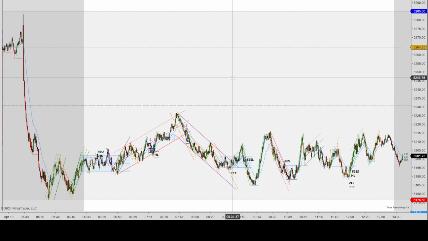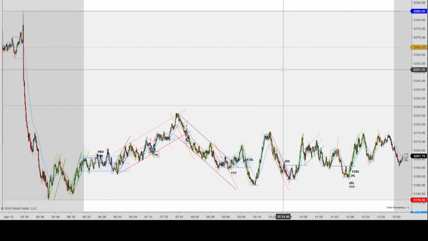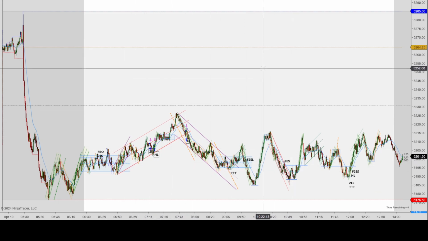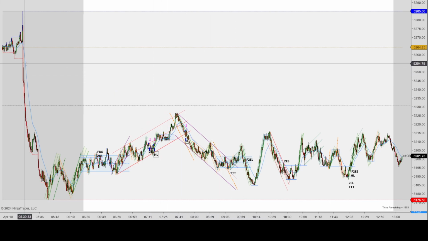April 10, 2024. This is the S&P 500 E-Futures Mini on the 2000 tick chart using NinjaTrader 8. Economic data came out two times. One was right here at 5:30 Pacific Standard, the core CPI numbers, and when it came out, the market reacted quite negatively and sold off. The second one was around 11 a.m. Pacific Standard, which is about right here.